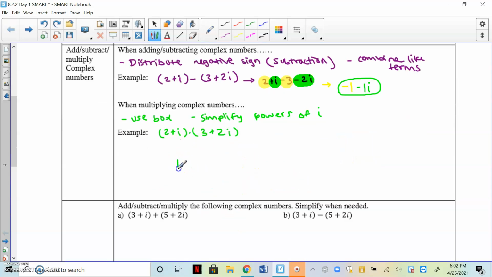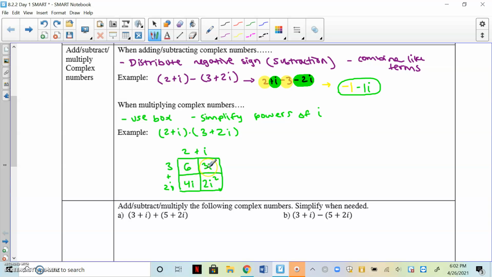So now we can go ahead and make our box. Like I said, this should be a step that's pretty familiar to you guys, because we did this like a million times last semester. So we have 2 plus i on the top, 3 plus 2i on the side. Of course, as you guys know, it doesn't matter which one you put on the top and which one you put on the side. So we'll do the multiplication and fill in the boxes. 3 times 2 is going to be 6. 3 times i is going to be 3i. 2 times 2i is 4i. And 2i times i is 2i squared.